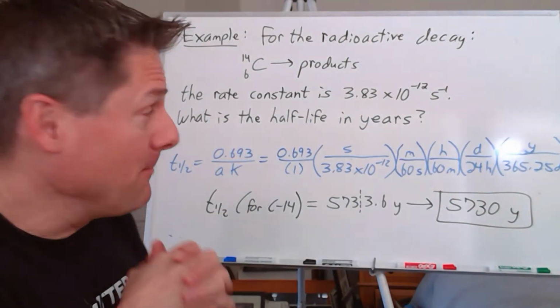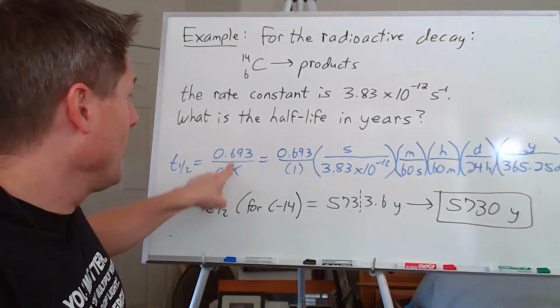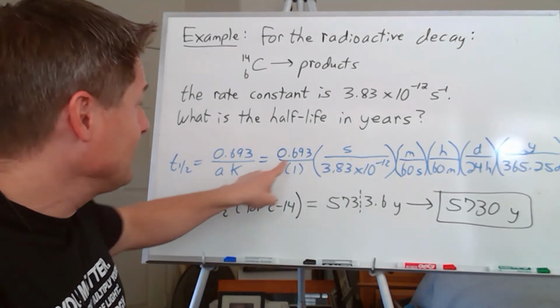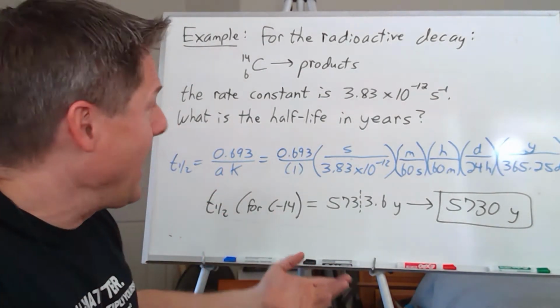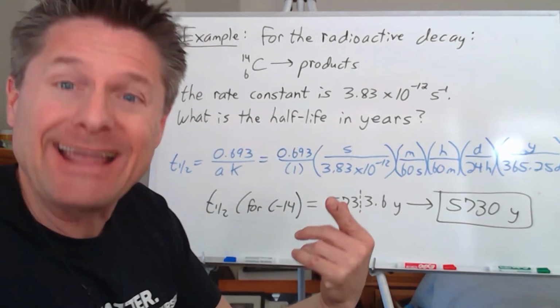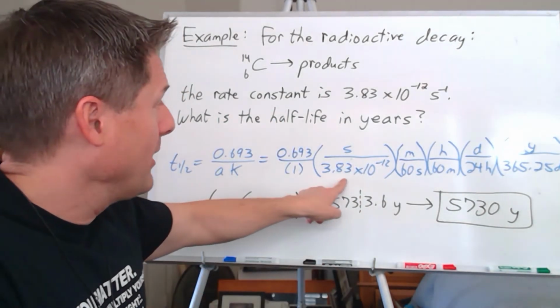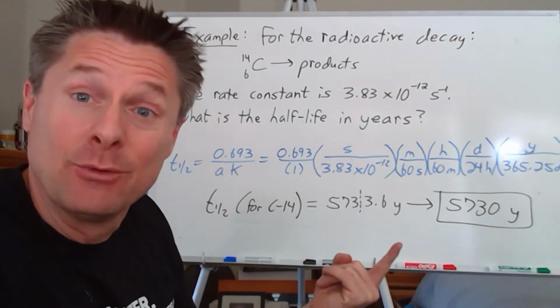Did you get my number? You ready? So let's take our equation for first order. Half-life is 0.693 divided by AK. So 0.693, that's good to 3 sig figs, divided by 1, that's exact, divided by K, but I want to write it so I get the seconds in the numerator. So 3.83 times 10 to the minus 12 inverse seconds, so I flip the inverse seconds into the numerator.